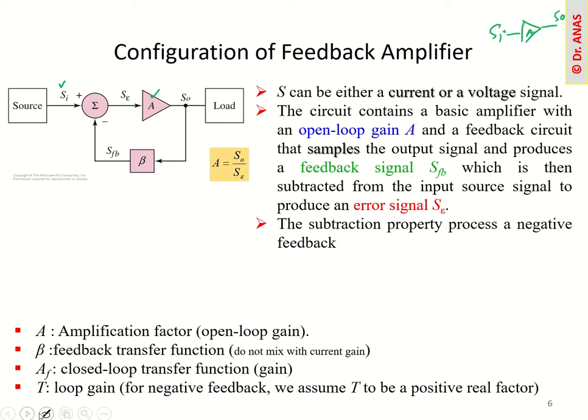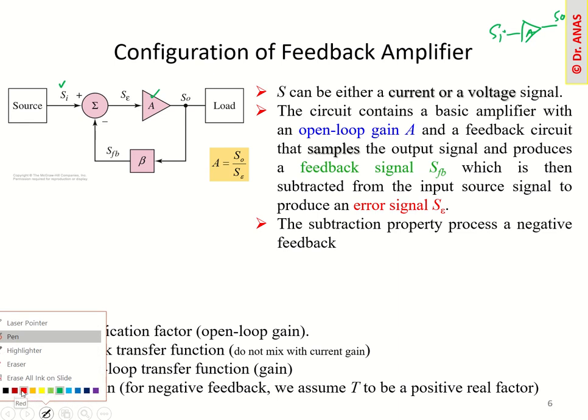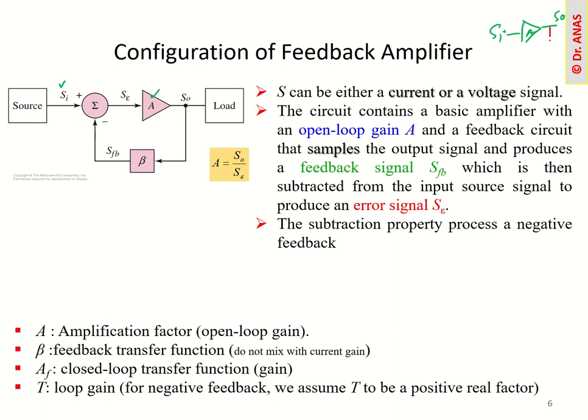Now we want to make a feedback network. So what will we do? We will take the output signal and feed it back to the input. Here we place a block which is beta. Beta is basically called the feedback transfer function. Do not mix this with the current gain of the amplifier. This is the feedback transfer function.